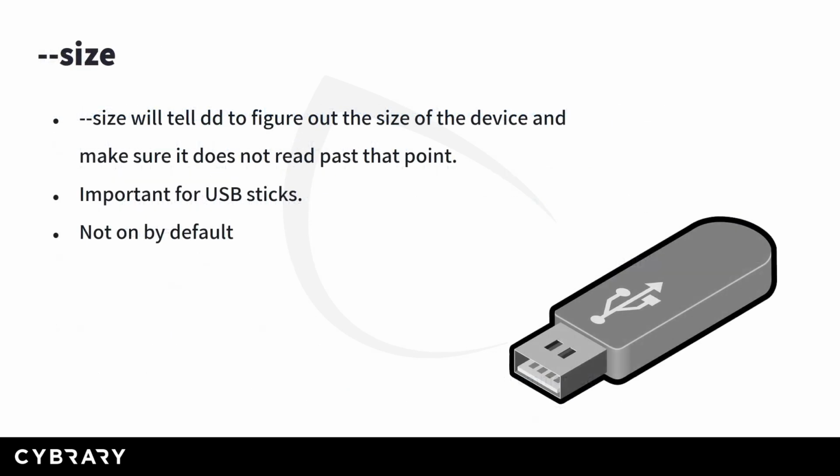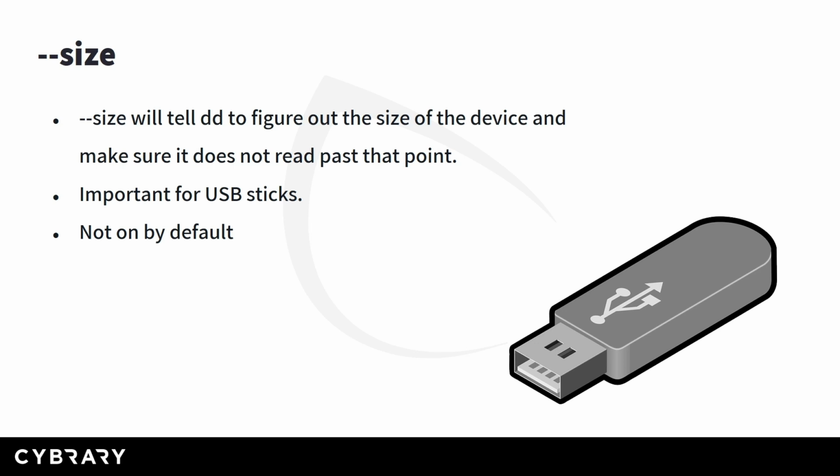Traditionally, when using DD, if you wanted to copy an entire device, you would not specify a block count and DD would read until the end of the device. If you try to read past the end of the device, the data up to the end of the device will be returned, and if you keep reading, you will get an error message.